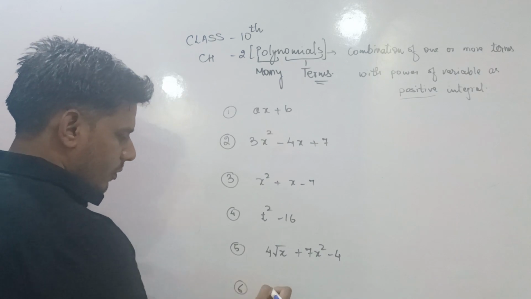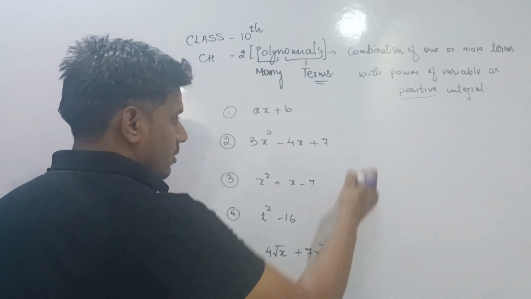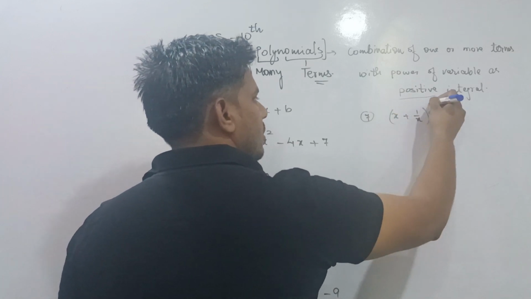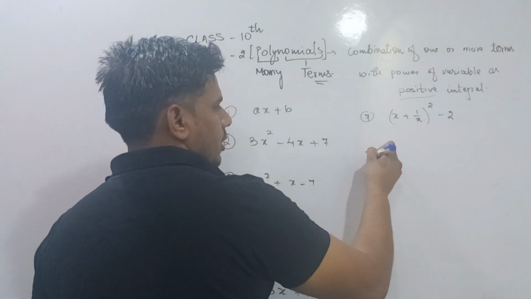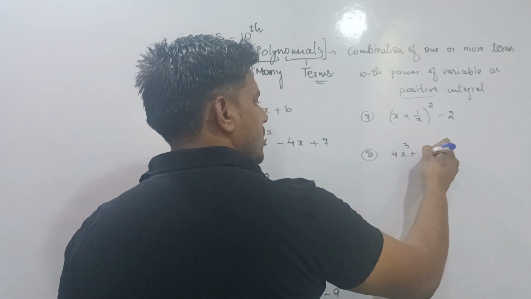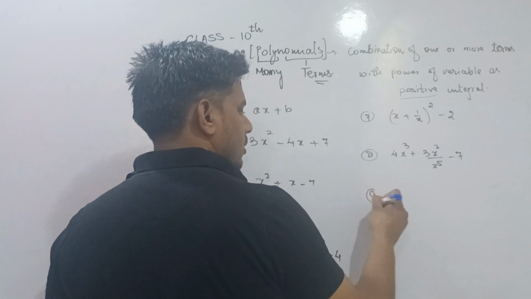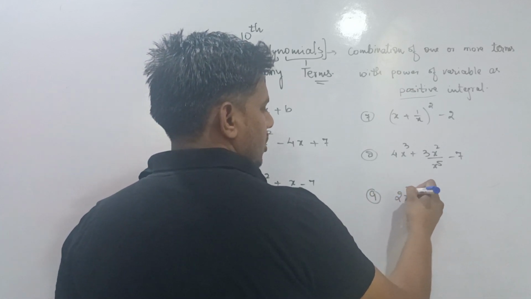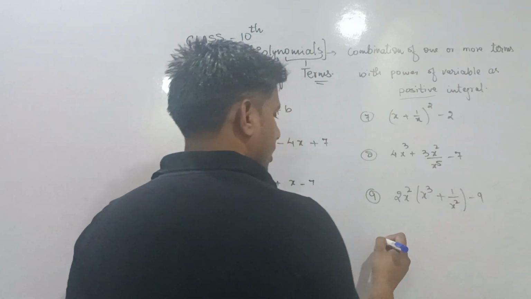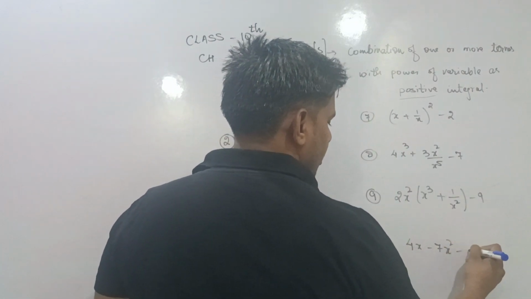Sixth, root 3 x square plus 7x minus 9. 7, x plus 1 by x whole square minus 2. 8, 4x 3 plus 3x square upon x raised to 5 minus 7. 9, 2x square x cube plus 1 by x square minus 9. And 10, 4x minus 7x square minus 8x cube.